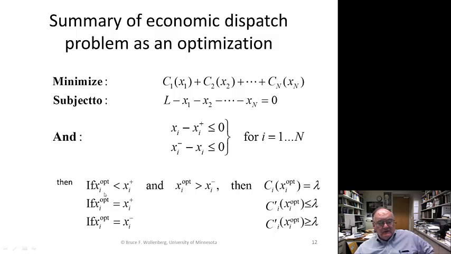And down here it says if x opt is less than its max and greater than the min, then its incremental cost is equal to lambda. If the x optimum is at the max, then the C prime is less than lambda. If the optimum is equal to the min, then the C prime is greater than lambda.